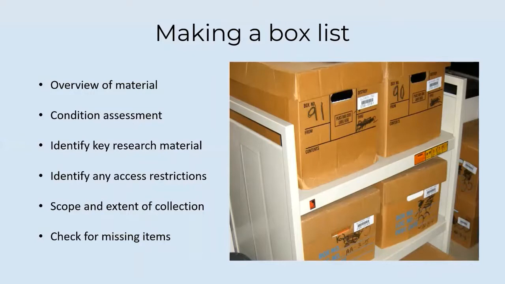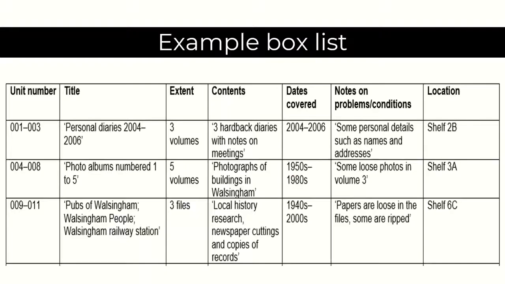Box listing is a useful step to take before cataloguing the accession, as you will have some background information of the collection and knowledge of what it consists of. This is especially important if you won't be cataloguing it straight away.